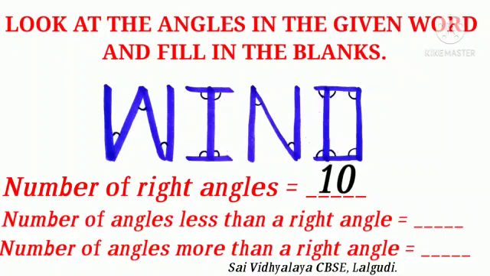Next, let's count the number of angles less than a right angle. 1, 2, 3, 4, 5. Here we have 5 angles which are less than a right angle. Write 5 here. Next, count the number of angles more than a right angle. Is there any angle marked with more than a right angle? No. So write 0 here.